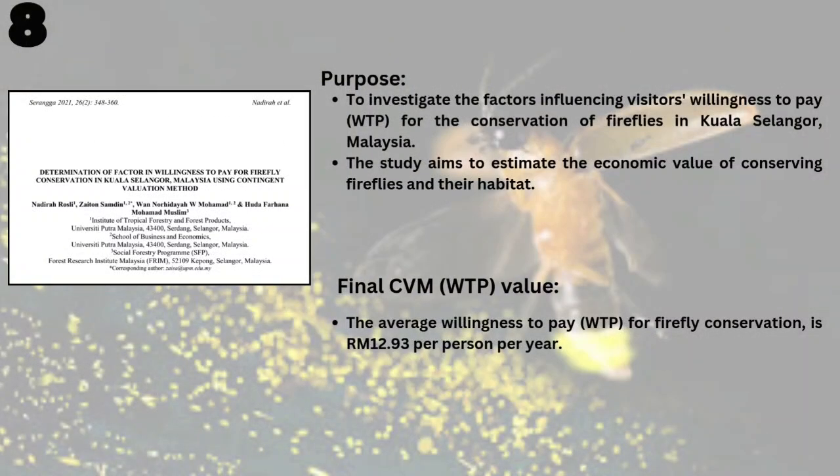And the next case study is about determination of factors in willingness to pay for firefly conservation in Kuala Selangor, Malaysia using CVM. The purpose of this study is to investigate the factors influencing visitors' WTP for the conservation of fireflies in Kuala Selangor, Malaysia. The study aims to estimate the economic value of preserving fireflies and their habitat. The final CVM WTP value is RM 12 ringgit 93 cents per person per year.